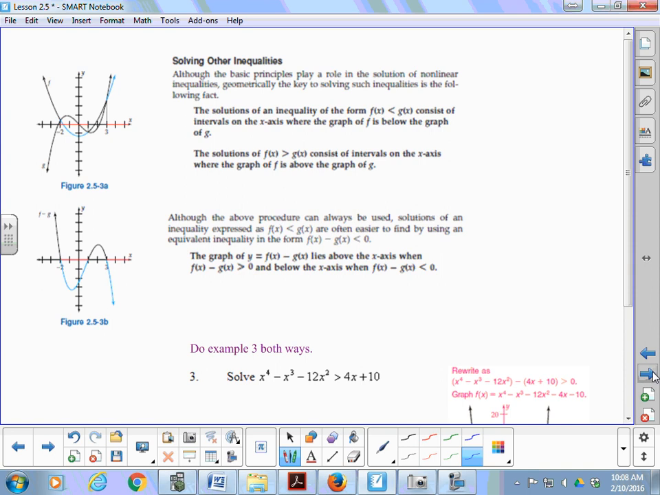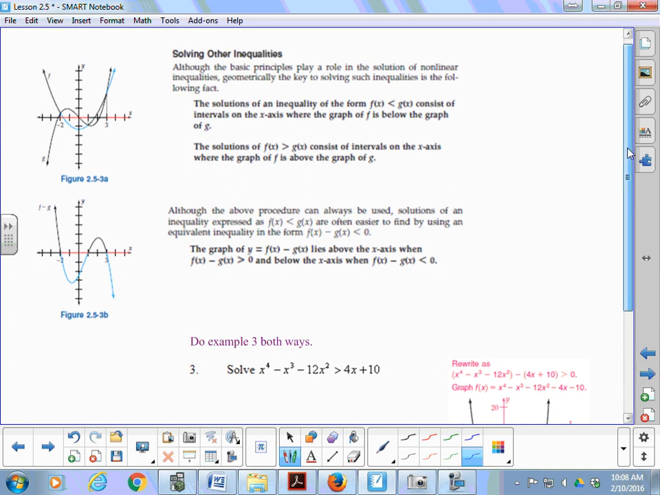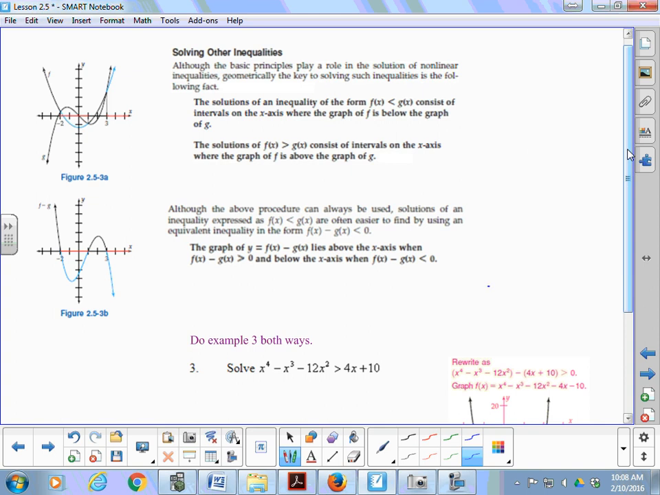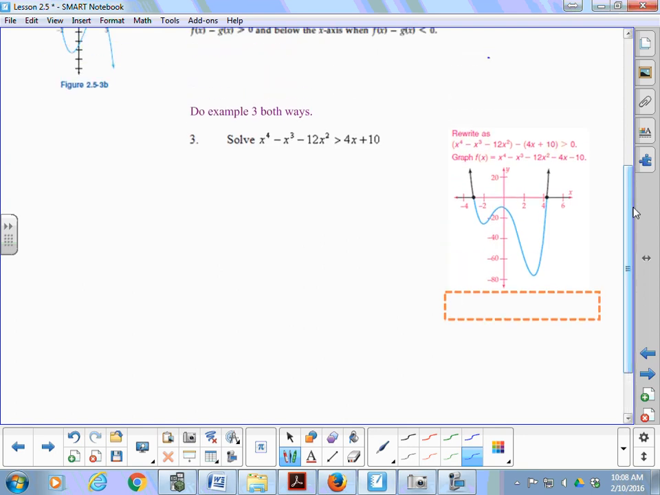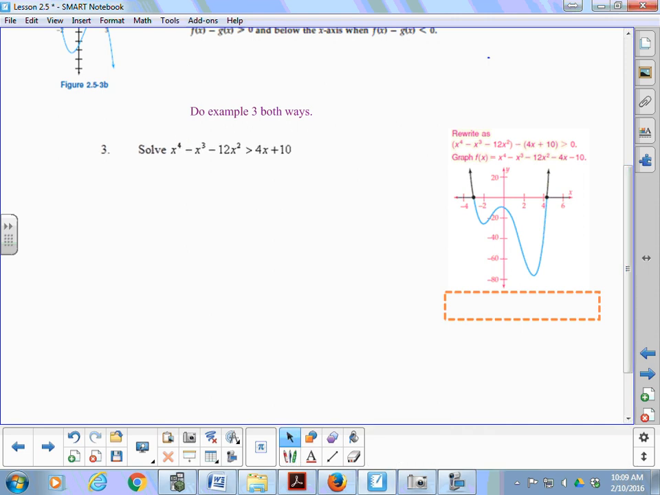Okay, solving other inequalities. Hey, look at what we see here. What do we see? Graphs. Okay, all right. Number 3. I want you to use the x-intercept method when you're graphing. Okay, now I have up here both. I even put the answer up here for you. I don't know why, but I did. Which is okay, because I want you to show that the graph looks like that.